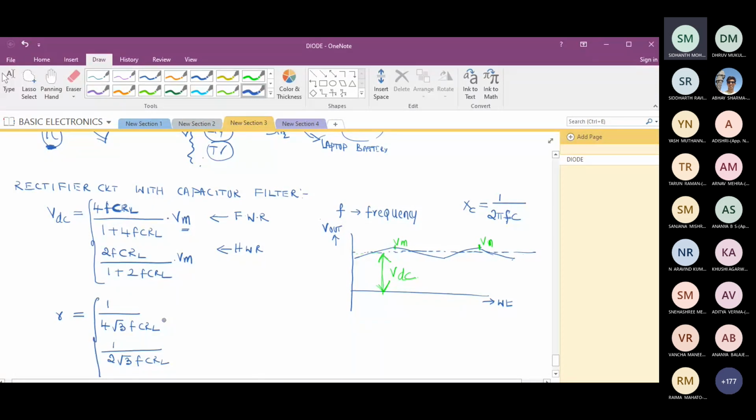This is for the full wave rectifier, FWR, and this is for the HWR, half wave rectifier. Is it fine? Now, the question is, why are you getting this root 3?